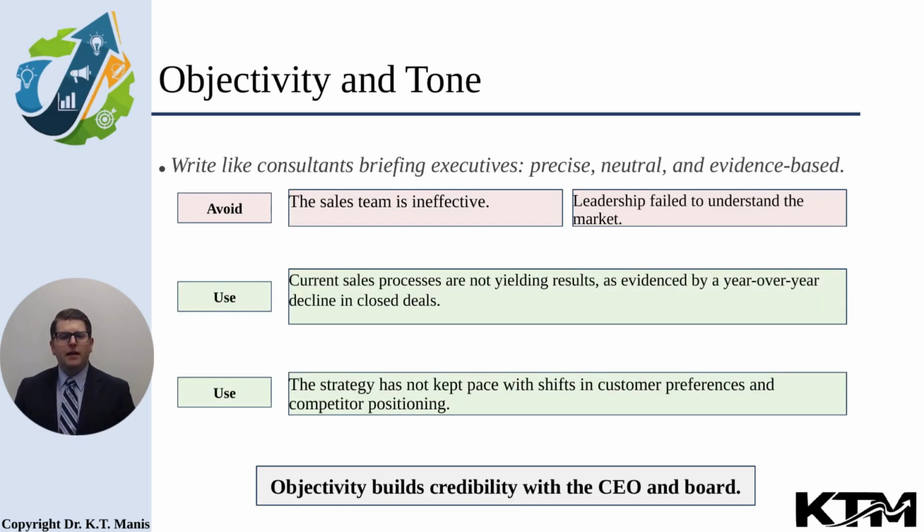Tone matters. Executives are more likely to trust analysis that is precise, neutral, and evidence-based. Avoid this: the sales team isn't effective. That sounds personal. Use this instead: current sales processes are not yielding results, as evidenced by a year-over-year decline in closed deals. Avoid this: leadership failed to understand the market. Use this instead: the strategy has not kept pace with shifts in customer preferences and competitor positioning. The difference is credibility. Professional writing focuses on systems, processes, strategies, and evidence, not personal attacks.